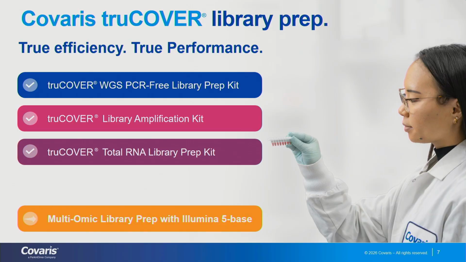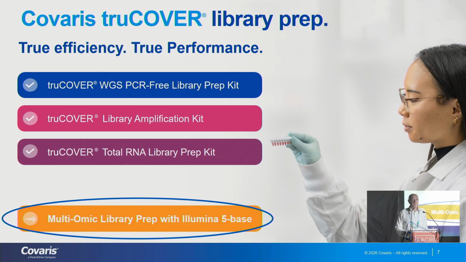For short-read sequencing, Covaris has during the last year introduced library preparation solutions for whole genome sequencing as well as for RNA sequencing. These can be used for any material, but we have optimized workflows for FFPE DNA as well as FFPE RNA. And now, latest here, we have also the multi-omic library prep with Illumina 5-base, and that's what we're going to focus on now. So I leave this to Nadia.